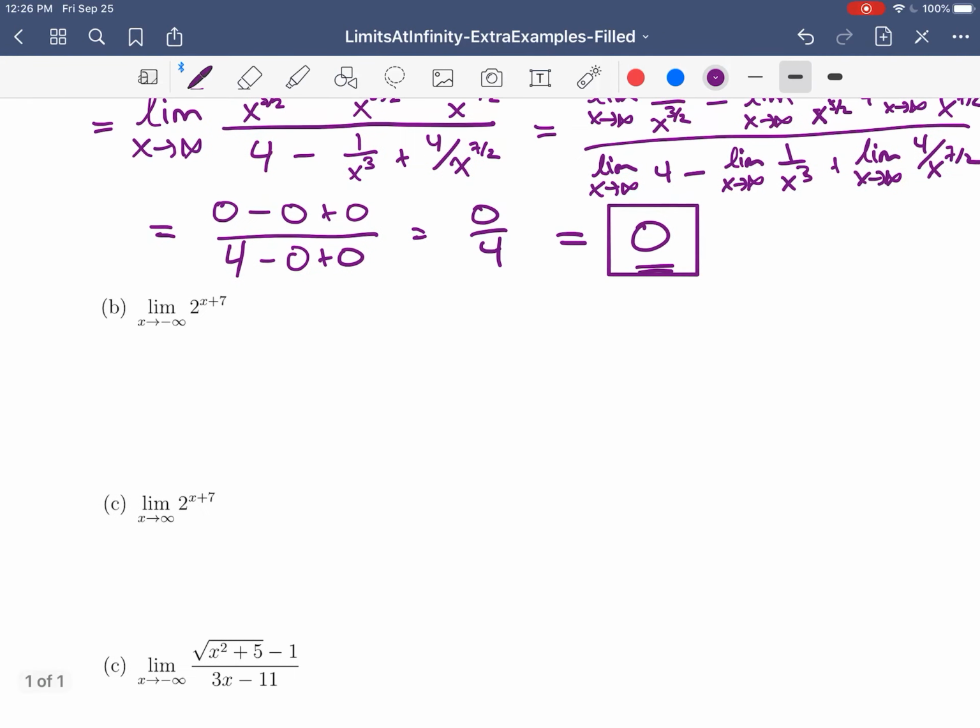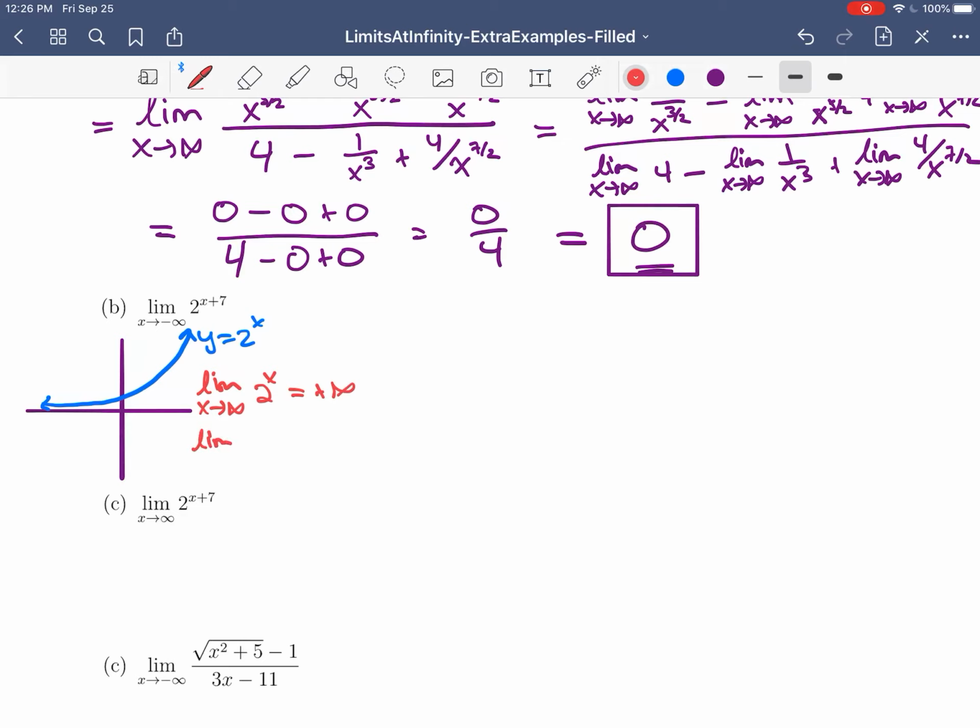Okay, so now these next two use the exponential function 2 to the x plus 7. So it might be useful to know what the graph of 2 to the x looks like. If I have my axes, the graph of 2 to the x looks like this. That might be useful because then we know the limit as x goes to infinity of 2 to the x approaches positive infinity.